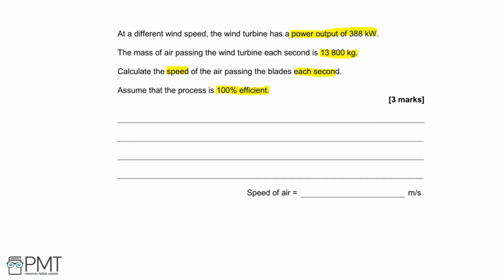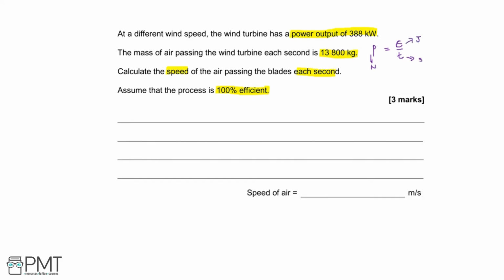So it's important that they've told us that the process is 100% efficient, because this means that all of the energy produced by the wind turbine will be transferred to the air. Although this wouldn't happen in reality because energy would be lost through things like air resistance, we will assume that this is true for this question. So the equations that we're going to need to use for this question are P equals E over T. P is in watts, T, time, is in seconds, and energy is in joules.